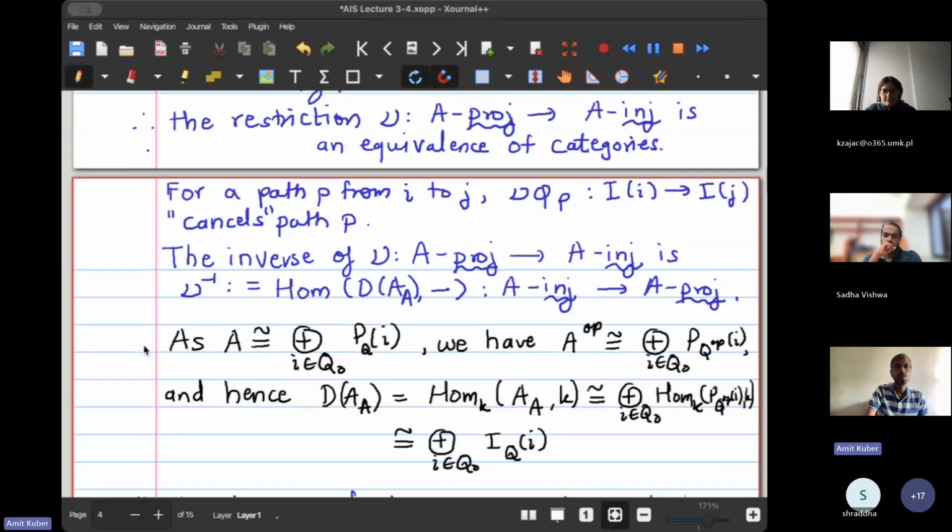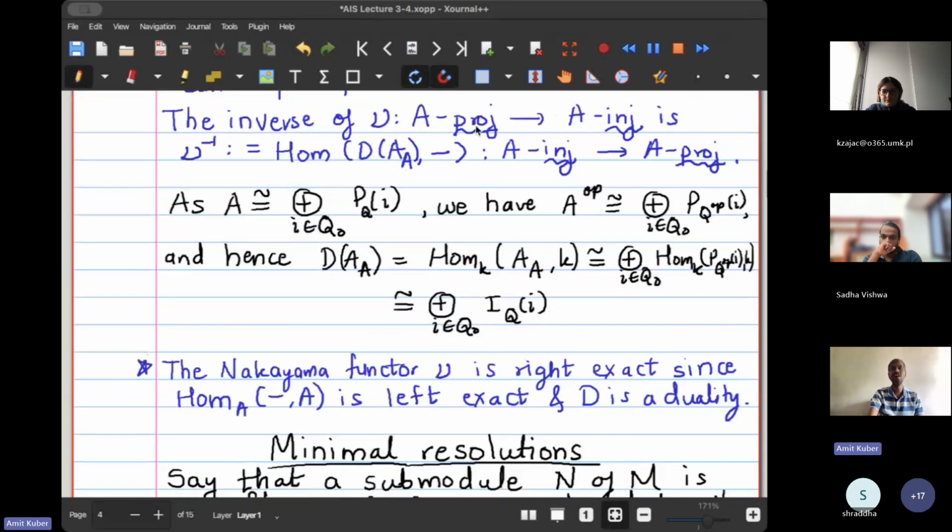So what I'm talking about now is the inverse. Because it's an equivalence, we also have to understand the inverse. You have to spend some time with it and figure out that the inverse is a Hom functor, a covariant Hom functor applied on the dual of the right regular A-module. I'm sure you will figure it out if you work it out.